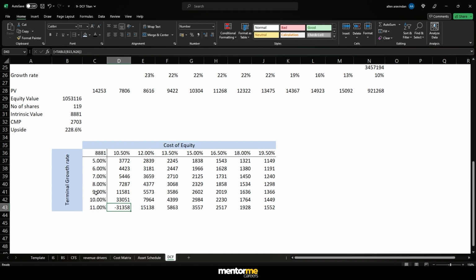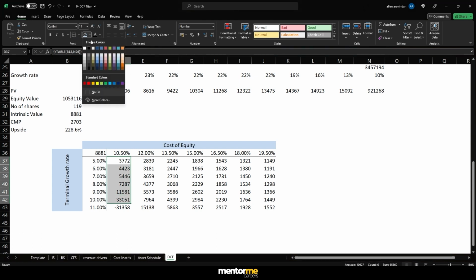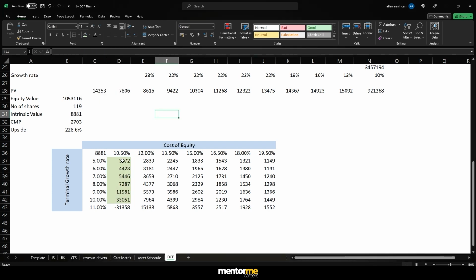So you can obviously keep on playing with these numbers, but what we're essentially saying is that if the cost of equity is 10.5 and the terminal growth rate changes, we get different terminal values. Actually, this column is very interesting, right? This is what actually is the main analysis. So if you just highlight this a little bit, you'll realize that maybe we can go wrong with the terminal growth rate assumption also, right?